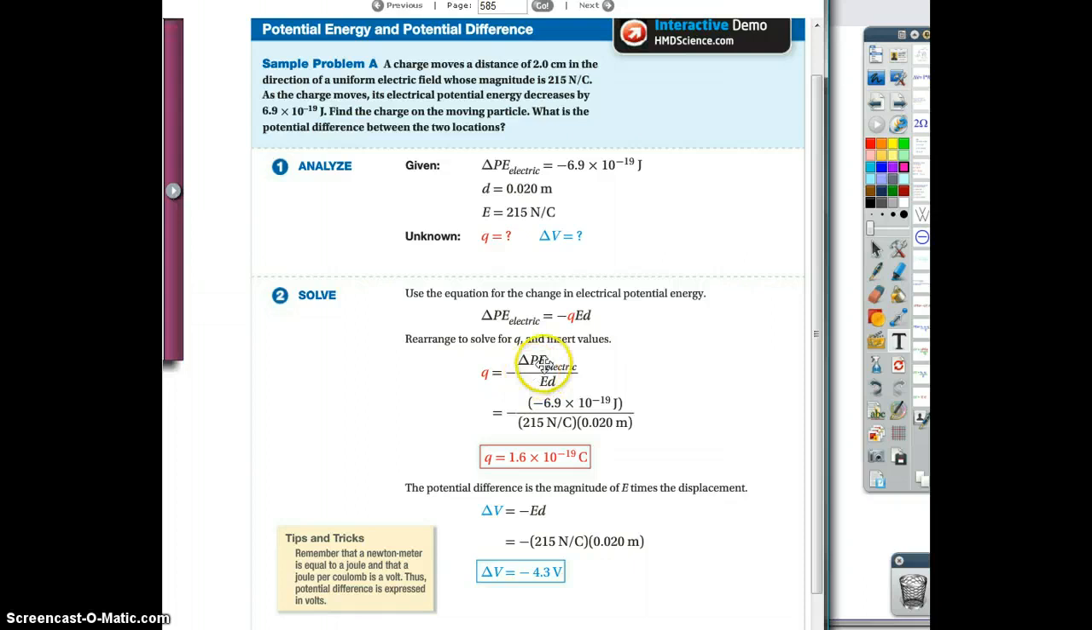So you look, and they did that. They divide the negative and the ED over, substituted in their numbers, and they came up with this, the charge of 1.6 times 10 to the negative 19th coulomb. So it was a proton.